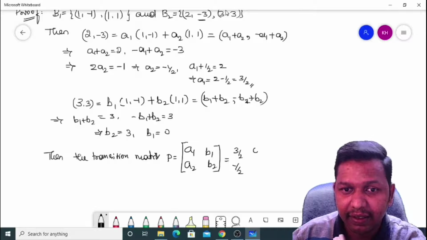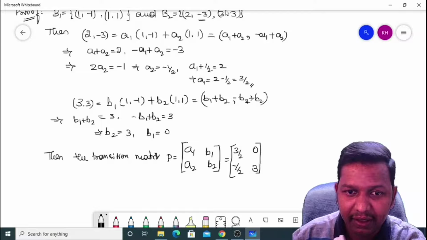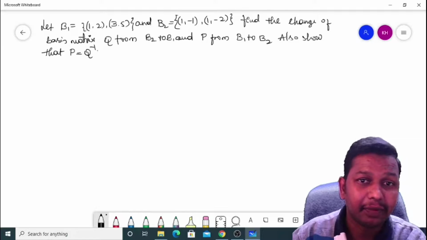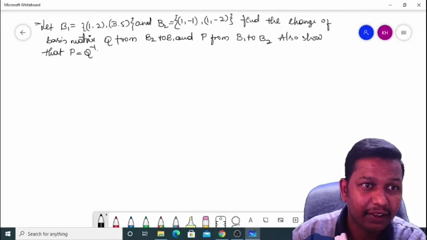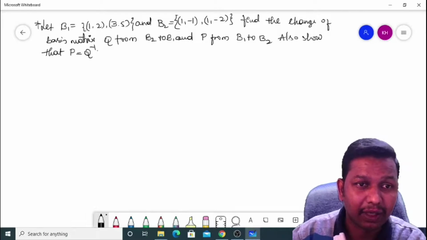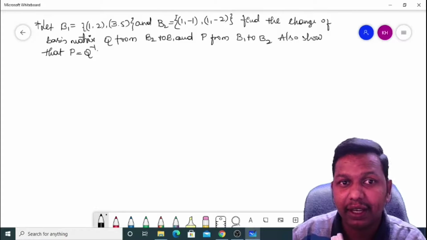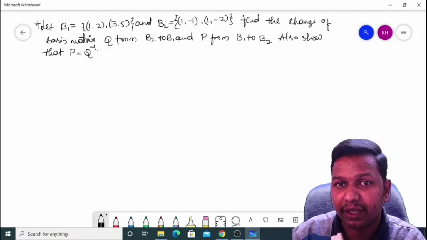B1 value is 0 and B2 value is 3. This completes the solution. Let's see another problem, that is, let B1 equals {(1, 2), (3, 5)} and B2 equals {(1, -1), (1, -2)}.